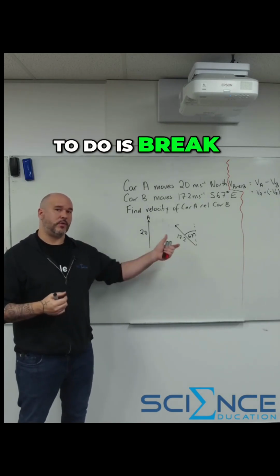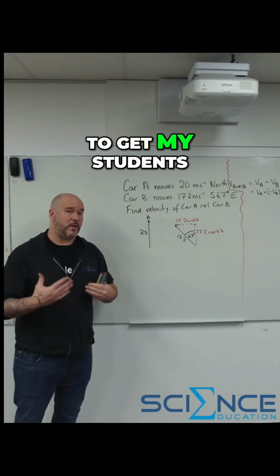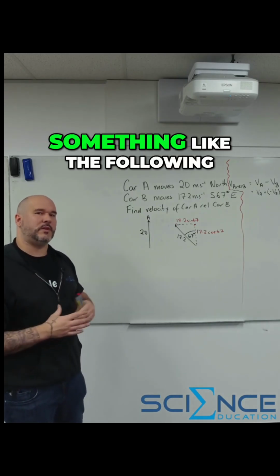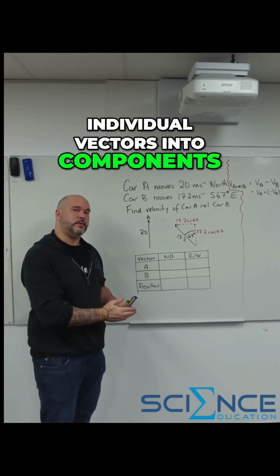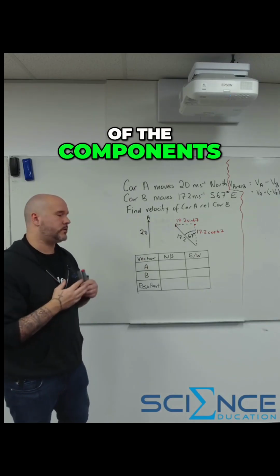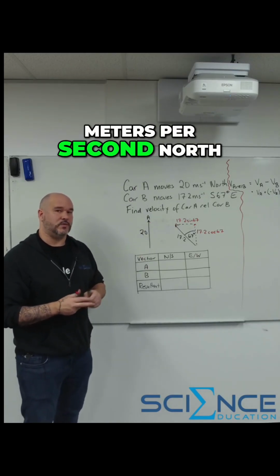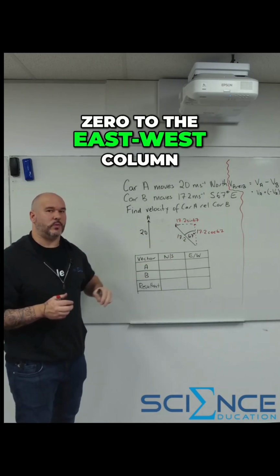Now all we need to do is break up our velocity B vector into components. Next thing I like to get my students to do is to draw a table, something like the following. So essentially all we do is we split up our individual vectors into components and then we sum down the columns to figure out the resultants of the components. So vector A, you see it's 20 meters per second north, so all we do is add a plus 20 to the north-south column and a 0 to the east-west column.